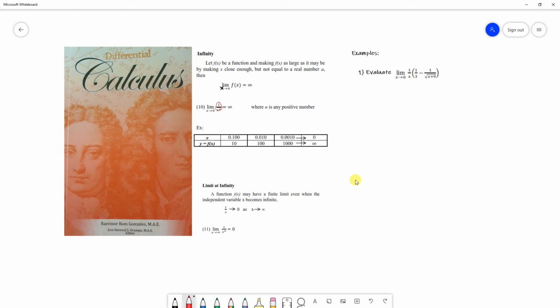So theorem number 11, if I have the limit of a function where the function is 1 over x raised to n. Now, same with theorem number 10, but different in the limits. This time, our limit is x approaches infinity. So, habang papalaki naman ng papalaki si denominator, ang sagot magiging paliit naman ng paliit until it reaches 0. So, vice versa yung dalawa.